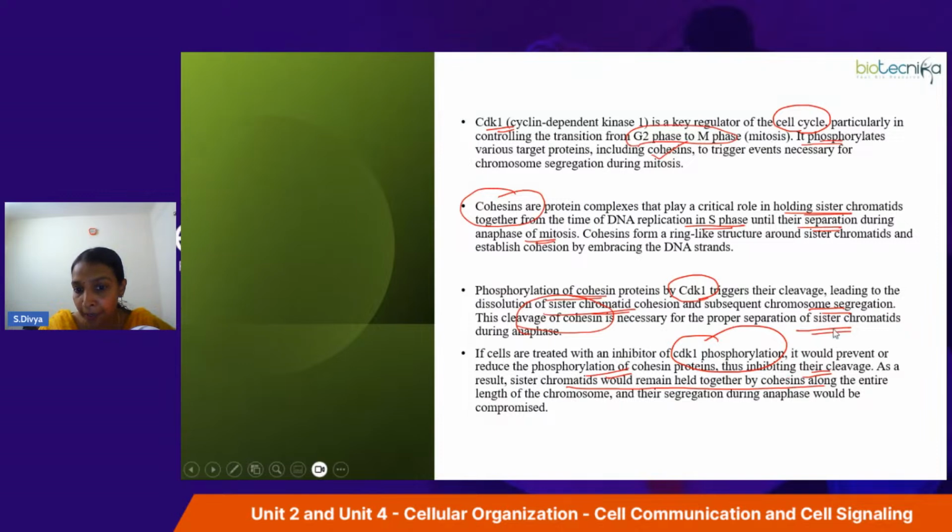So what happens if phosphorylation is inhibited? The cohesin will not be removed. They will remain attached to the sister chromatids. That's why option 2 is the correct answer. I hope it is clear. Whoever had confusion with option 3, I hope this clears your doubt.